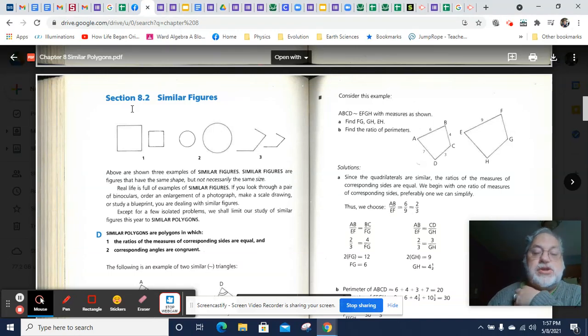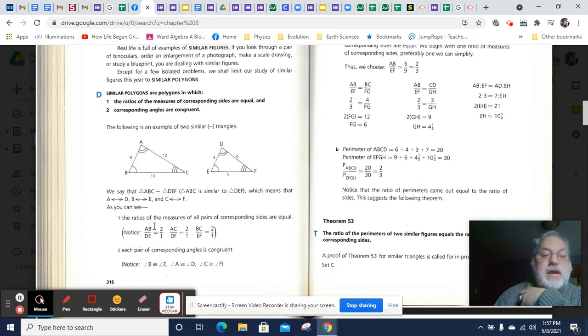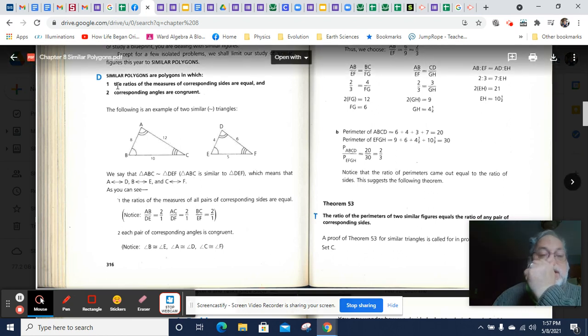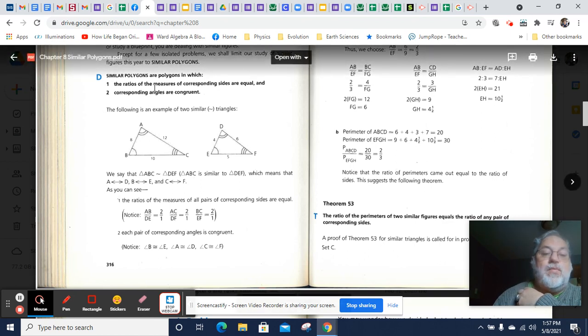I'm going to talk about Chapter 8, Section 2, which is similar figures. There's a couple of very key definitions and a theorem that you will need to work with here. So we're talking about similar polygons. And the big idea about similar polygons is two things. One is their corresponding angles are all the same. And the other is that the ratios of measures of corresponding sides are equal.